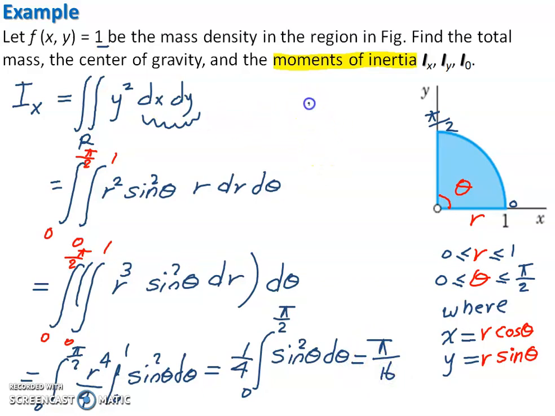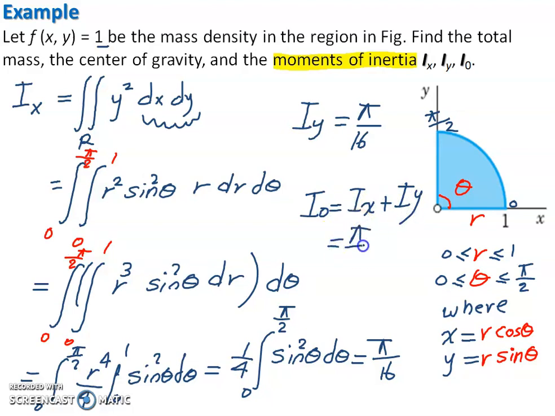Using the same way, we're going to find Iy, also pi over 16. Why do both have the same answer? The reason is the symmetry. And to find I naught, we have to add Ix plus Iy. That means pi over 16 plus pi over 16. Answer will be pi over 8. So this is the moment of inertia.